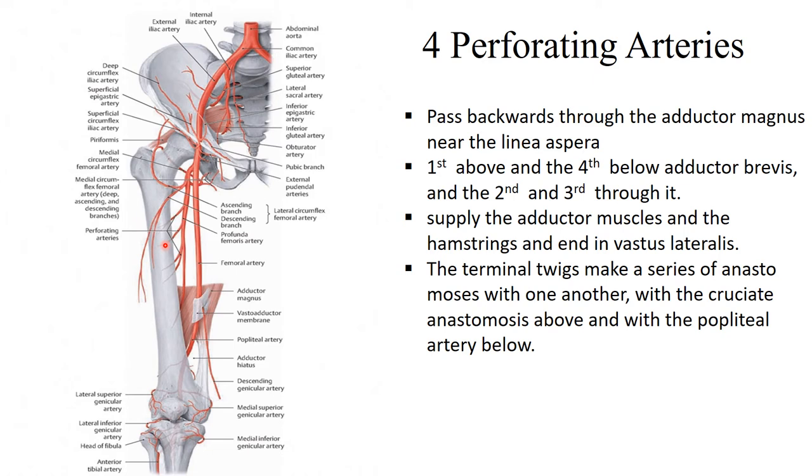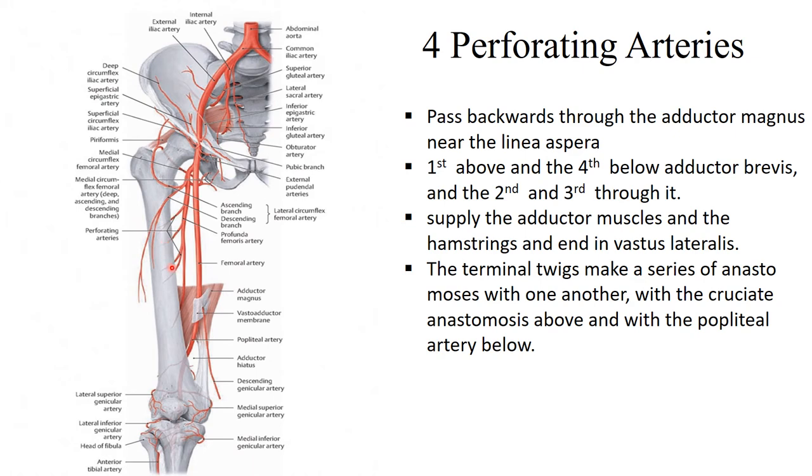So the nutrient artery of the femur arises from this second perforating artery. When there are two in number, then one of them arises from the third perforating artery also. But if there is a single solitary nutrient artery, then it arises from the second perforating artery.